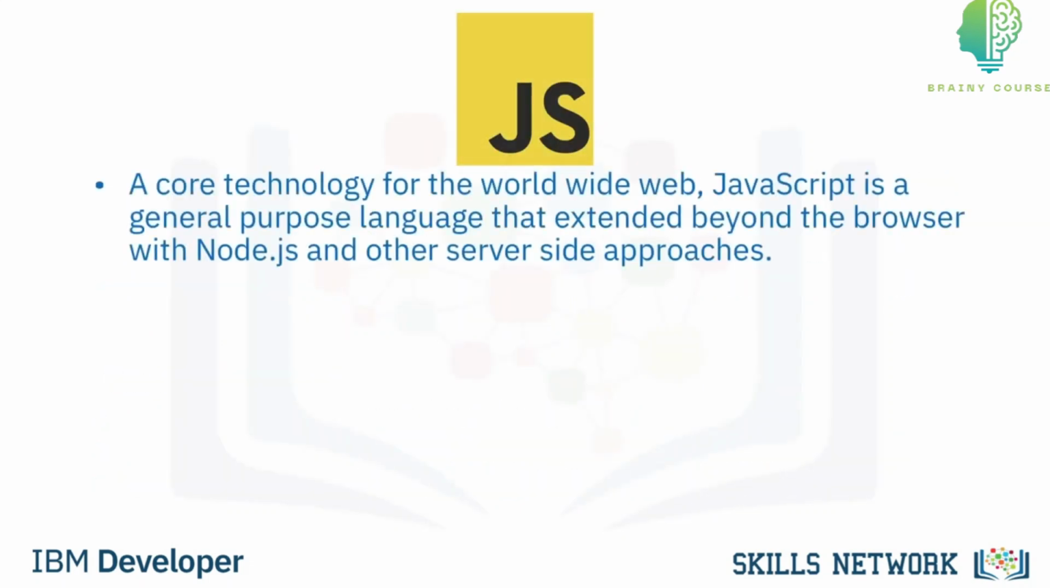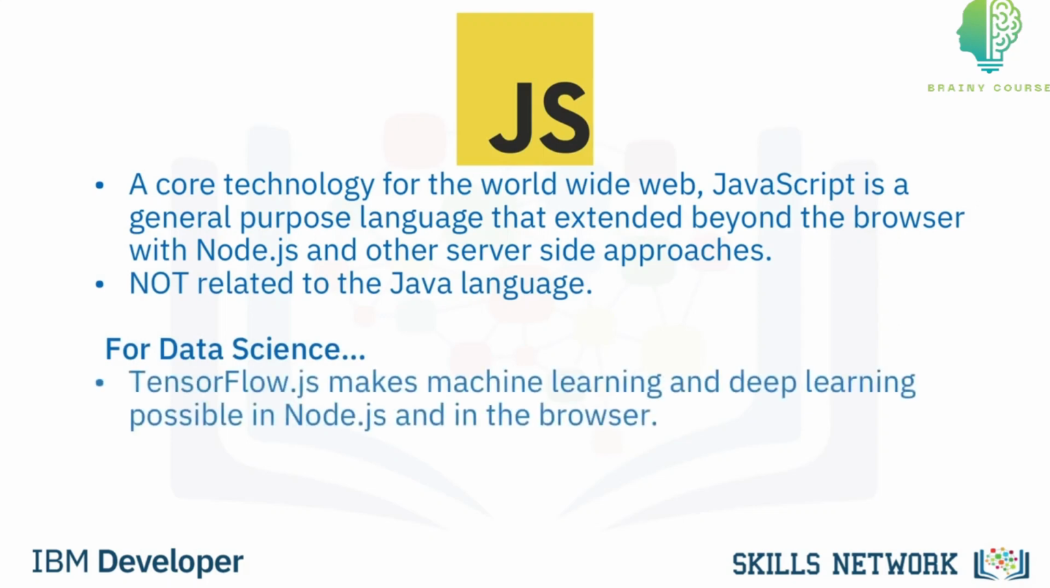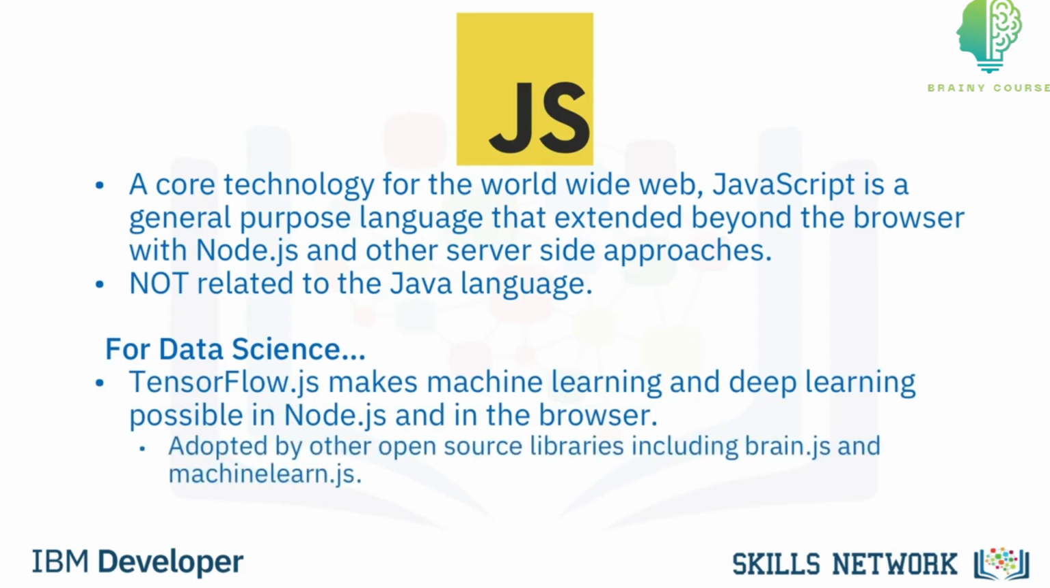A core technology for the World Wide Web, JavaScript is a general-purpose language that extended beyond the browser with the creation of Node.js and other server-side approaches. JavaScript is not related to the Java language. For data science, the most popular implementation is undoubtedly TensorFlow.js. TensorFlow.js makes machine learning and deep learning possible in Node.js as well as in the browser. TensorFlow.js was also adopted by other open-source libraries, including Brain.js and MachineLearn.js.